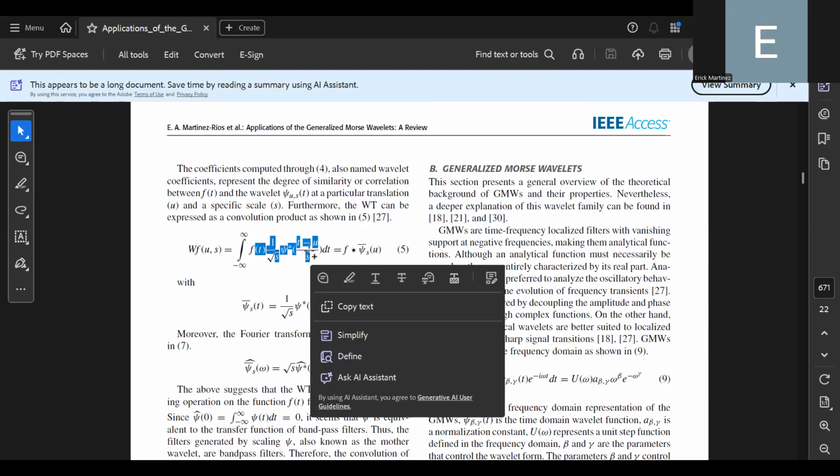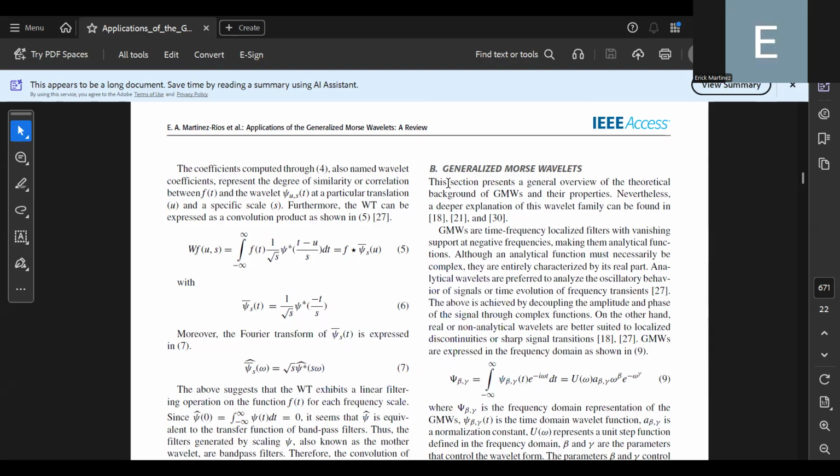We will see later, and I will be uploading a second video expanding this idea of the generalized Morse wavelet. That is the other section of this paper, in which we will see that this correlation between these two functions will never be perfect. Why is that? Because of the Heisenberg uncertainty principle. So there will be some error in the reconstruction that we can obtain.